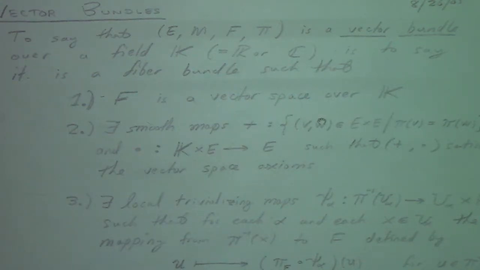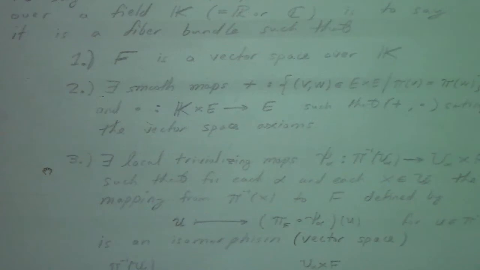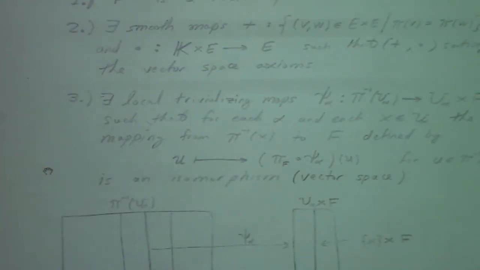So what we're saying is you take a pair of vectors, two vectors in the total space, that are in the same fiber. Because pi of v is equal to pi of w, which is to say they're over the same point in the base space. Take two such vectors, then on that set of things, you can define addition and scalar multiplication. All right, fine. So what it's saying anyway is that each fiber is a vector space. Okay.